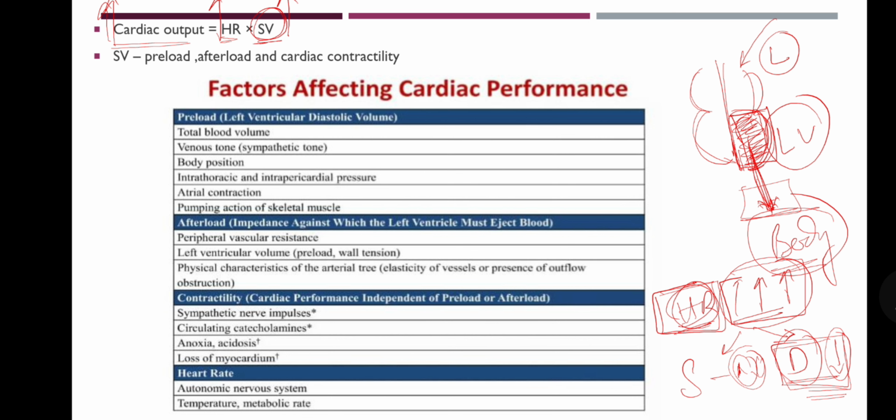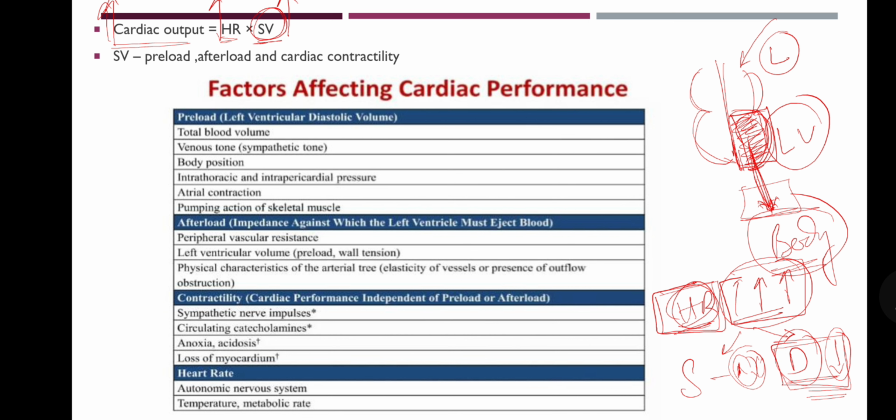Then the left ventricular volume, which also depends on the right preload, and also the left ventricular wall thickness. And lastly, the physical characteristic of the arterial wall, that means elasticity. And last is the cardiac contractility. That means the amount of cardiac contraction in each beat. When there is a cardiomyopathy, the contractility of the heart is decreased and that leads to decreased stroke volume, which causes heart failure.